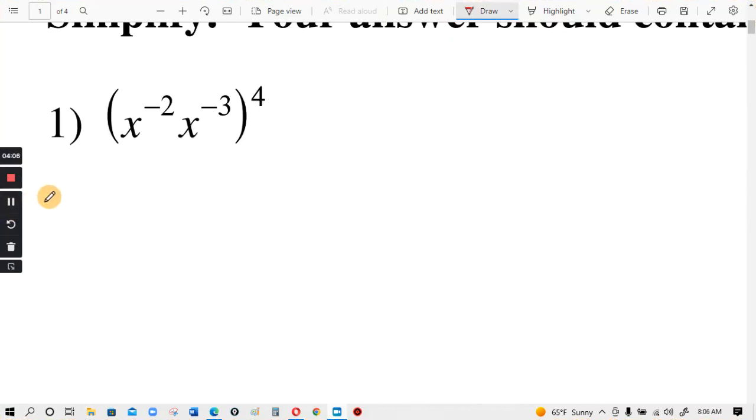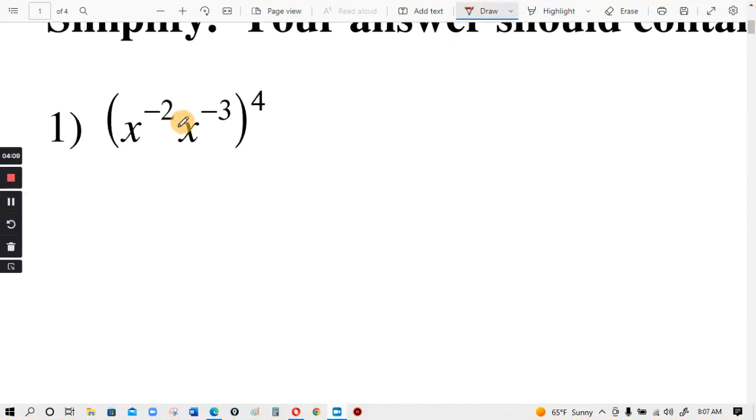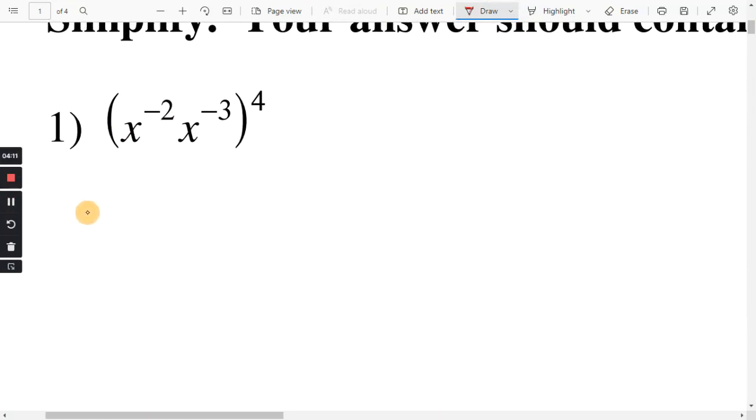All right, let's look at number 1. We have two numbers multiplied by each other. We said before, since the two x's match, we keep the x, and then we just add the exponents. So negative 2 plus negative 3 is going to be negative 5. And that is still raised to the power of 4. And we said if we have something with an exponent raised to another exponent, you just multiply the exponents. So you want to keep the x, and negative 5 times 4 is negative 20.